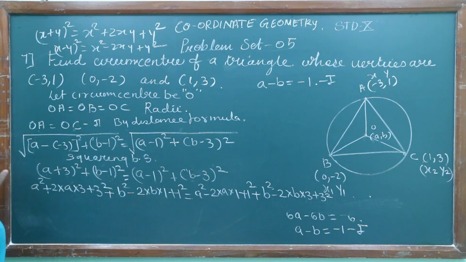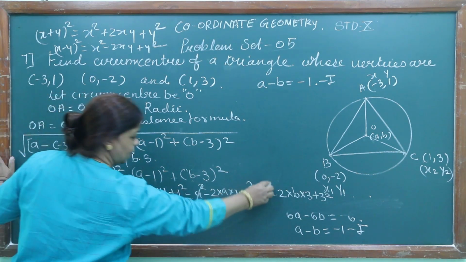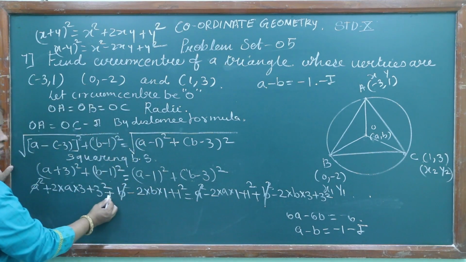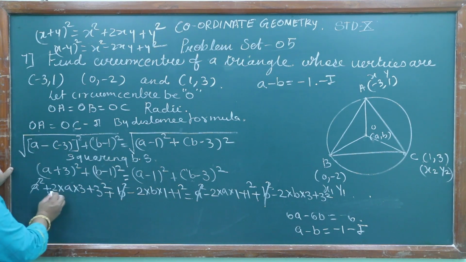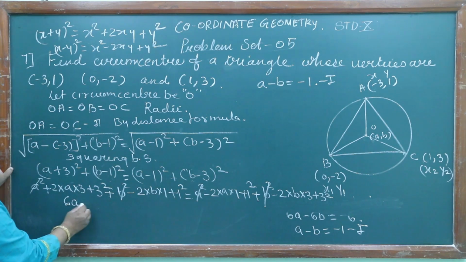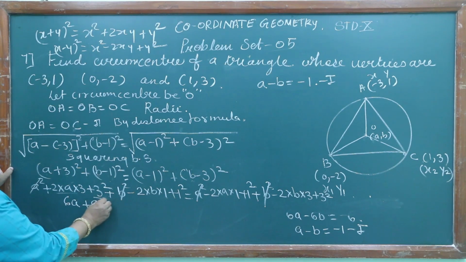Now something will get cancelled, that is a square and a square, b square and b square. They have the same sign, na? And they are on either side of the equal. Therefore they will get cancelled. So 2 3s are 6a plus 9. This is over, this is over.